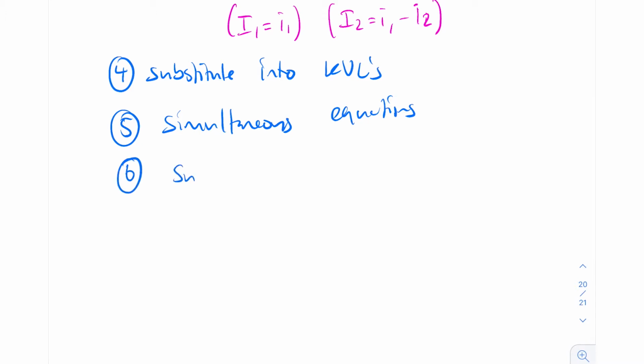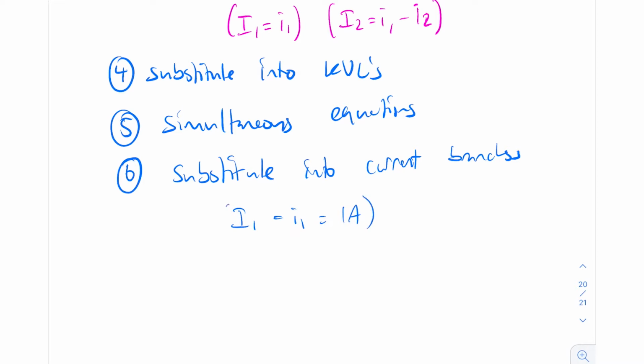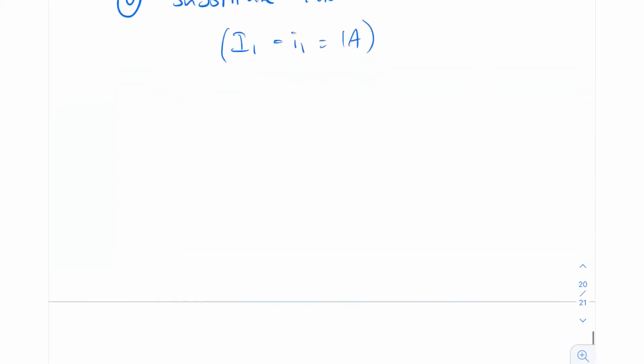Then the last thing to do is to substitute again, same as what we did with nodal. Substitute into the current branches, right? What I mean by that is you say, for example, I1 is equal to I1, which is equal to, I don't know, 1 amp. Yeah, you'll get it in a minute. Okay, all right. So let's do.